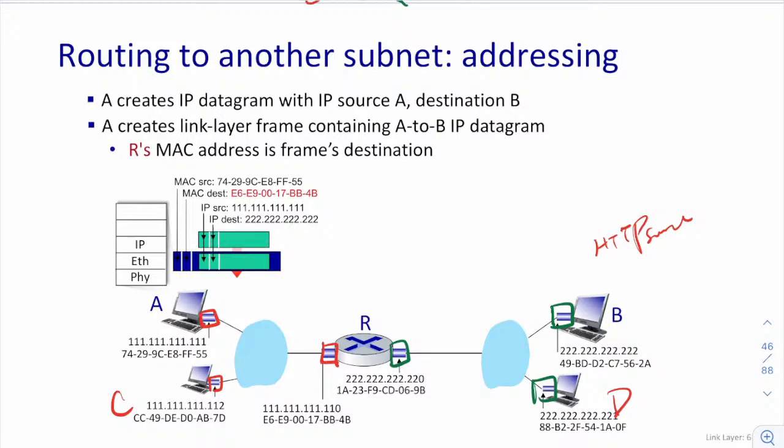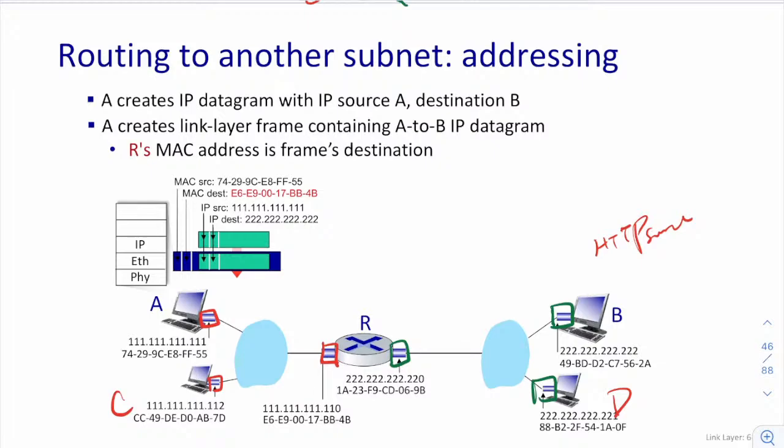An ARP packet can only exist in a subnet. The router will not forward or route the ARP packet to the other subnet. So A does not know B's MAC address if they are in two different subnets.